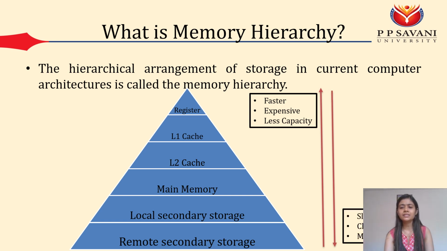Based on these categories, we have classified that register memory is faster than all the listed memories. It is more expensive compared to all other memories, and it has less capacity compared to all other memories. Likewise, remote secondary storage has the highest capacity, is less expensive, or let's say cheaper, compared to the others, and it is slower in data access. So this is the memory hierarchy. These are the different memories available in a computer system.